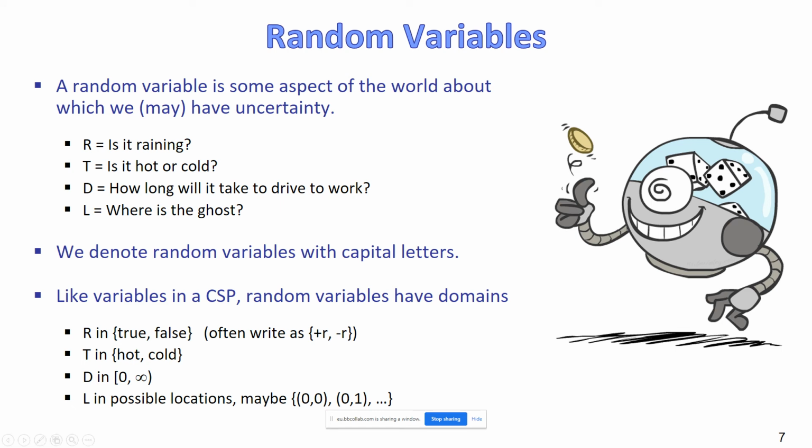So for example, R here has a domain that has two values, true or false. Very similar to the variables in CSP, if you remember. So the variable R here is binary and Boolean. It has two possible values, true or false. The variable T is binary but not Boolean. It has two values, hot and cold. It's not true or false, but hot and cold. The variable D here, which is distance, is a real valued variable. So the domain is the real numbers. And L here is the possible location, so it's pairs of coordinates.